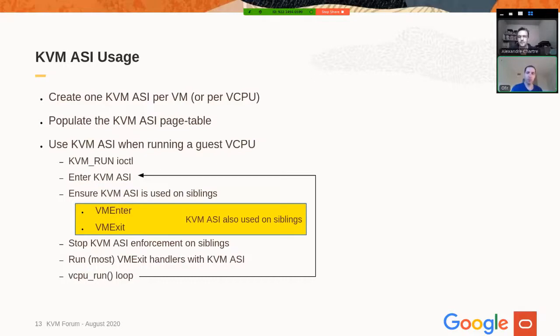If we need at some point when running the handler to exit to the kernel, we'll do that. But because this is a loop, we are going to re-enter, and before doing the VM enter, we are going to re-enter the KVM ASI to be safe on the next run.